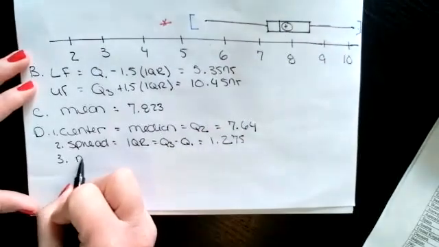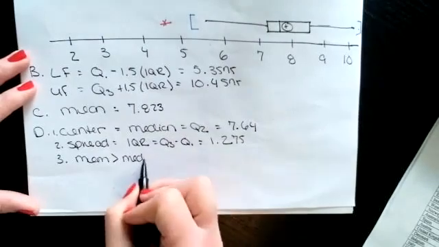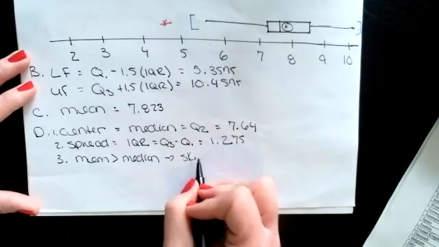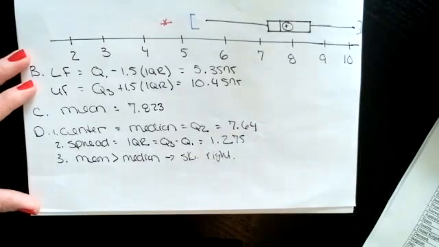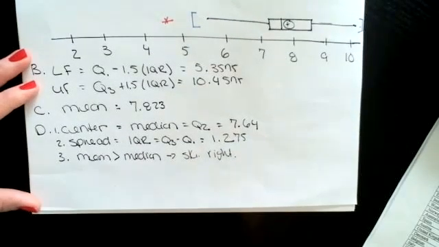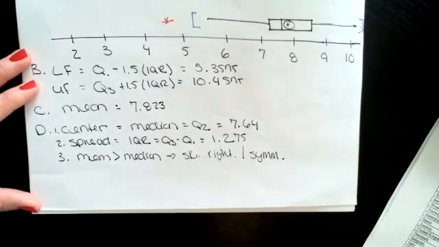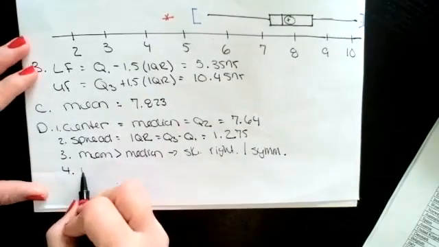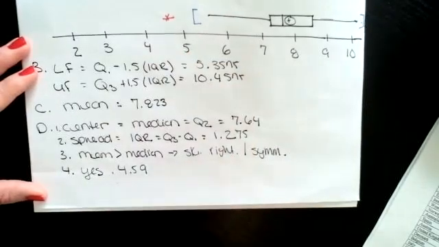But when I look at it, my mean is greater than my median, right? It's larger than my median. It means it's to the right. It makes me think that it's skewed right. It's a little tricky, okay? But if you said symmetric, I would agree with that as well. I think it's a tricky one. Are there any outliers? Yes, there are outliers, 4.59.